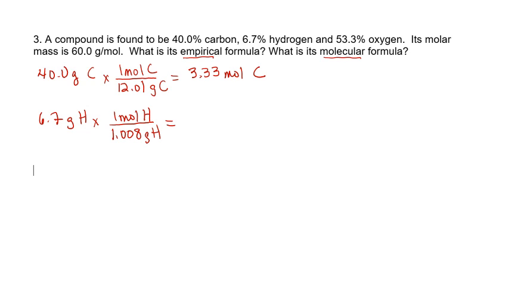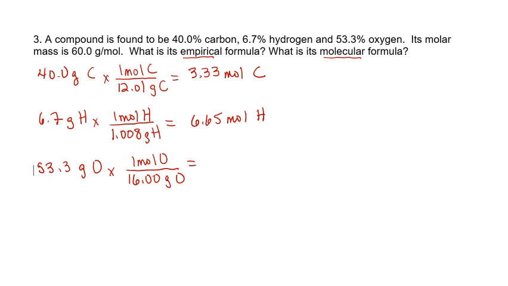And when we do that, we get 6.65 moles of hydrogen. Notice I have not rounded that hydrogen because we don't want to lose precision by rounding. And then our last one is 53.3 grams of oxygen. We're not going to make it a diatomic because it's part of a molecule. So 16.00 grams of oxygen is the same thing as 1 mole of oxygen. And we get 3.33 moles of oxygen.